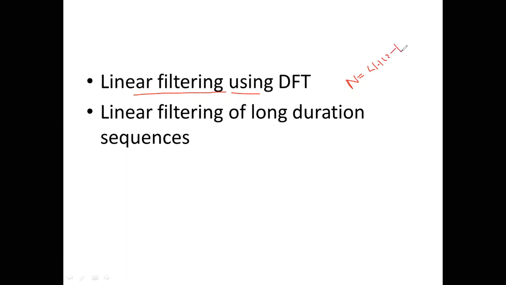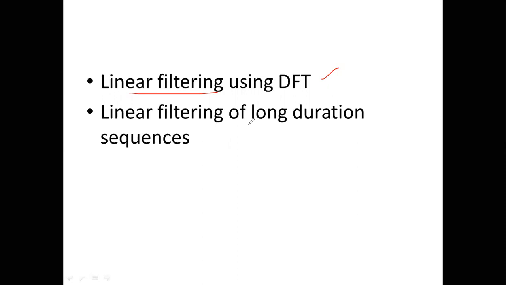So we saw that earlier problem. Length of the first sequence was 3, length of the second sequence was 2. So we took a 4-point DFT, multiplied, took the 4-point IDFT. We got the answer as that of linear convolution. If we had done 3 points for both of them, we would have got circular convolution. We would not have got linear convolution. So it is true that linear filtering can be done using DFT.